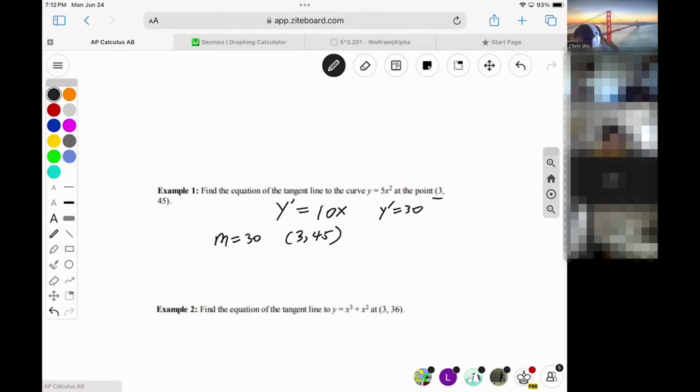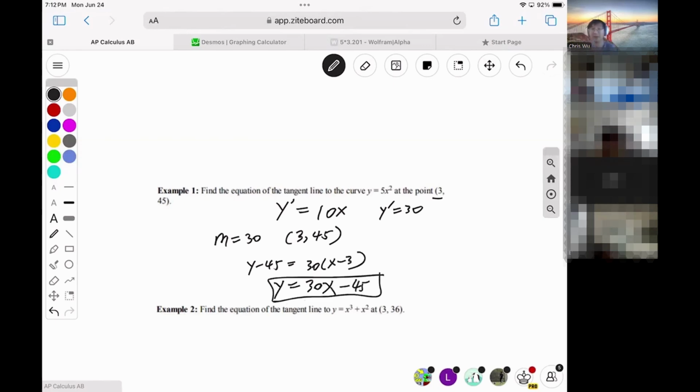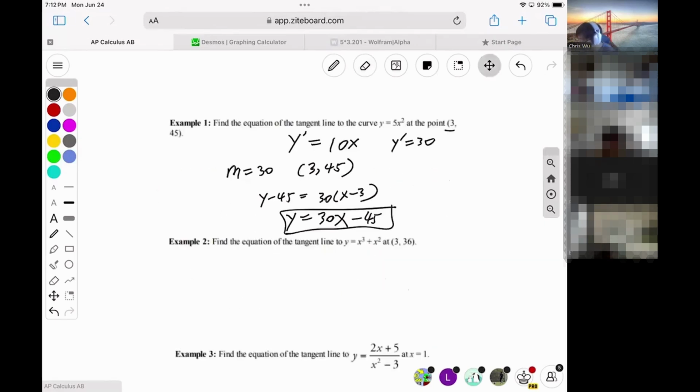So what kind of equation do I have? I prefer the slope-point form, which is y minus 45 equals 30 times x minus 3, right? So y is equal to 30x minus 90 plus 45, so minus 45. So that will be my tangent line equation. Nothing too crazy here. If you want to do the y equals mx plus b form, that's perfectly fine, solving for b. Let's do the next one.